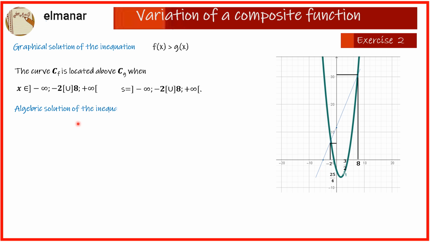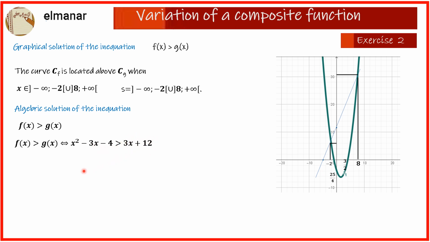We now need to solve the following inequality. f of x is greater than g of x. This is equivalent to stating that the given expression for f of x exceeds the given expression for g of x. The square of x minus 3 times x minus 4 is strictly greater than 3 times x plus 12.